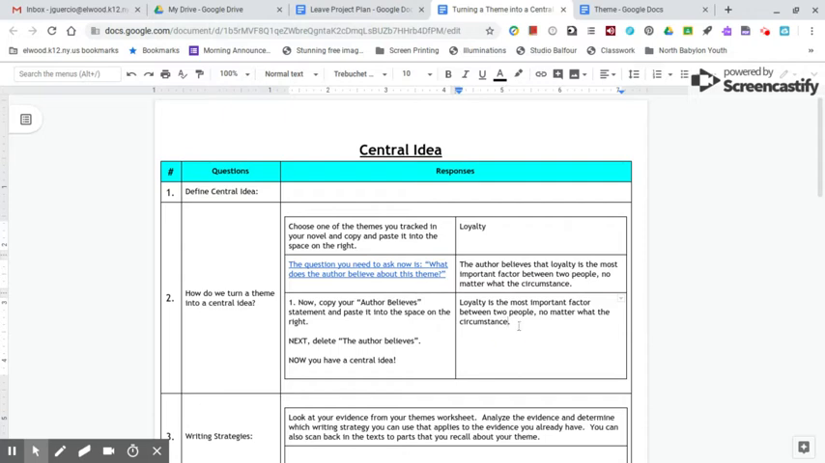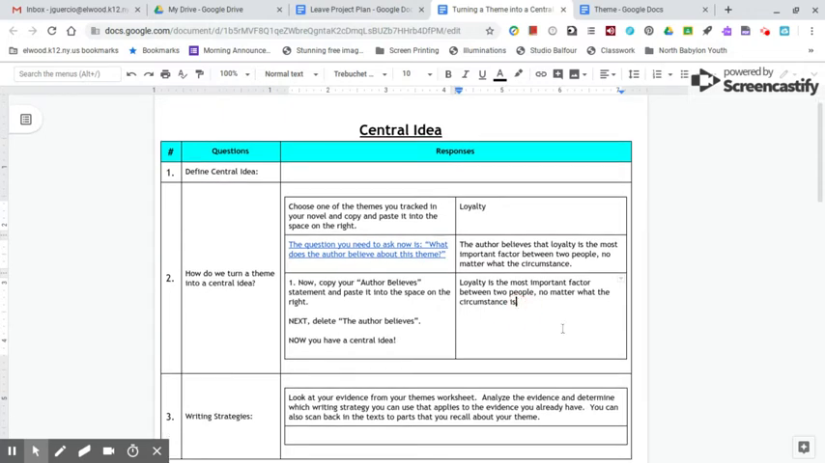Circumstance is. Okay, I'm going to fix that. The more you read things to yourself, the better you are at editing it. So now I actually have a central idea. A central idea should not say the author believes. A central idea should be what comes after that. So my new central idea is loyalty is the most important factor between two people, no matter what the circumstance is. Or you could say, you know what I like better, no matter what the circumstances are. Now we actually have a central idea.